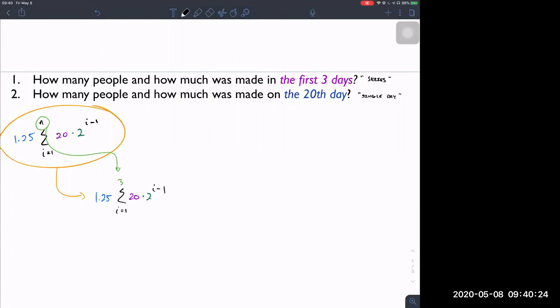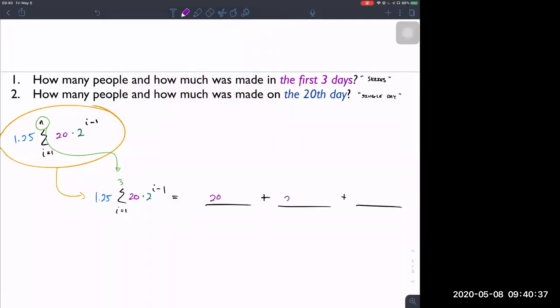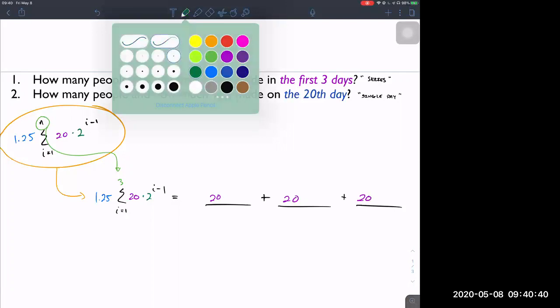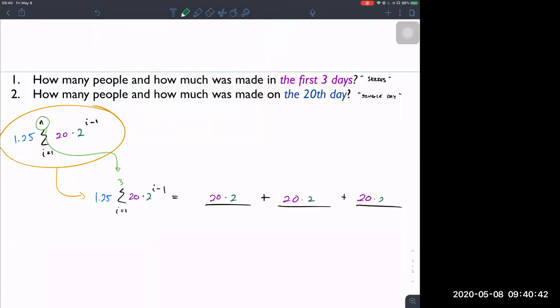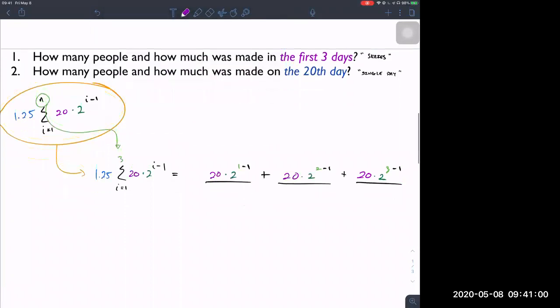Which means that this summation now is going to be made up of 3 numbers that you'll be adding together because you have to do this 3 times. And again, you just do 20 times 2 to the 1, 2, and 3. Again, the i is cycling through every number, increasing 1 at a time, starting with 1, ending at 3, and you just calculate it.